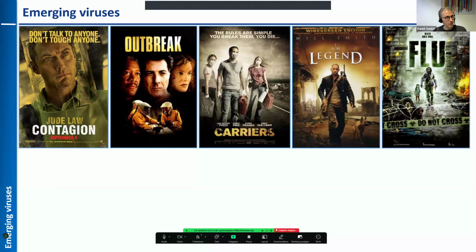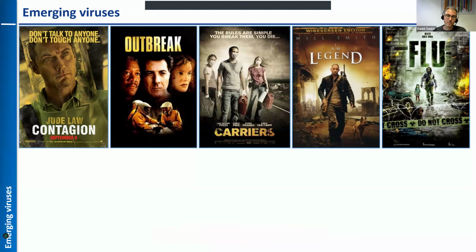When you think of emerging viruses, you may, for example, think of the COVID pandemic of SARS-CoV-2, but maybe some science fiction movies may also come to your mind that were about outbreaks and viral diseases. But today we will learn what the true science behind these emerging viruses really is.